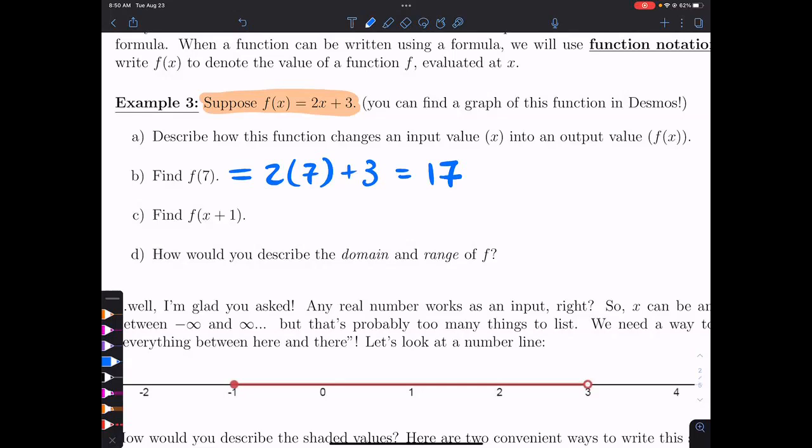Okay. And you can kind of see that this is a function because the only thing 7 is ever going to give me as a result there is 17, right? Because these operations only do one thing. 2 times 7 plus 3, that's always going to be 17. So we preserve that function relationship. If you can write a thing down like this, then it is a function, necessarily, right? What about f of x plus 1?